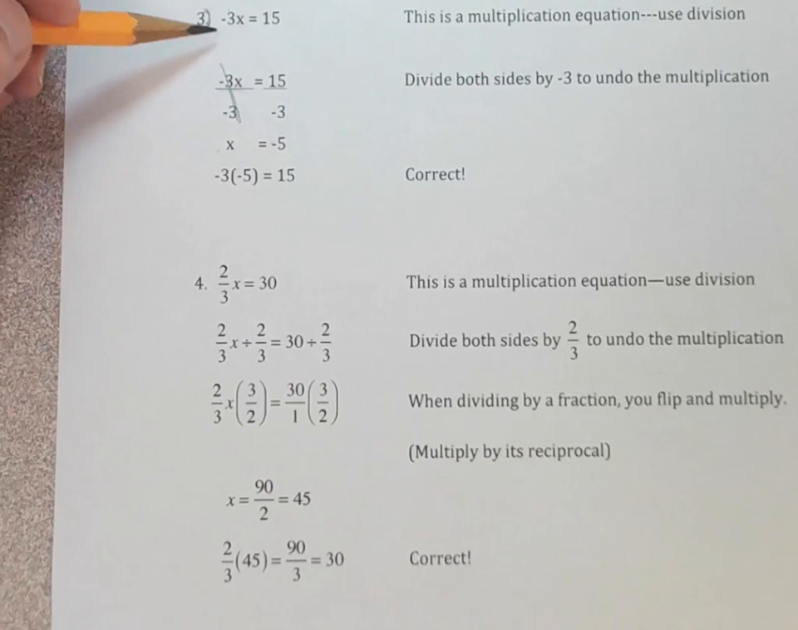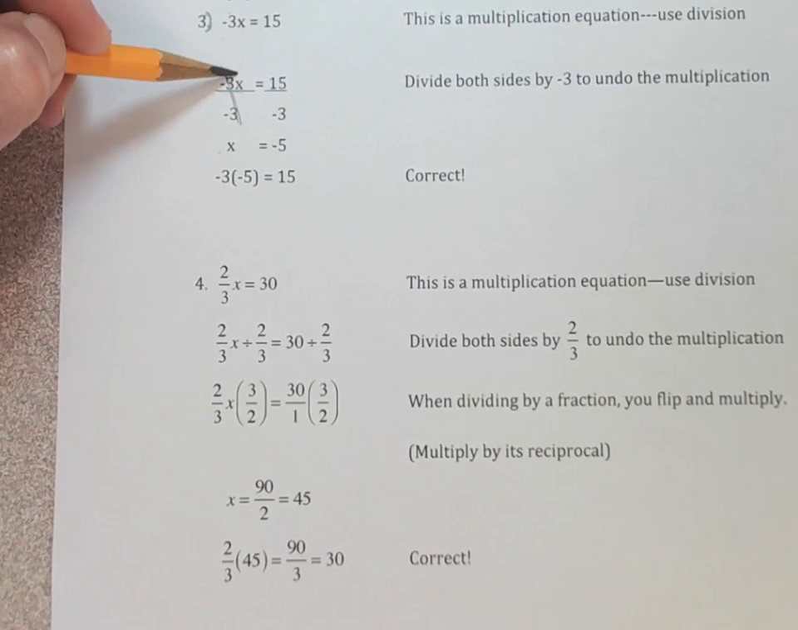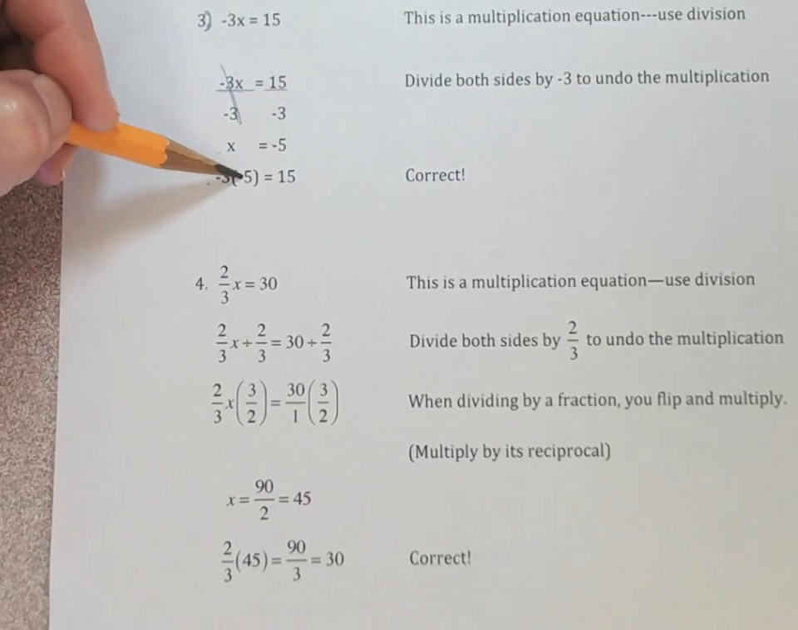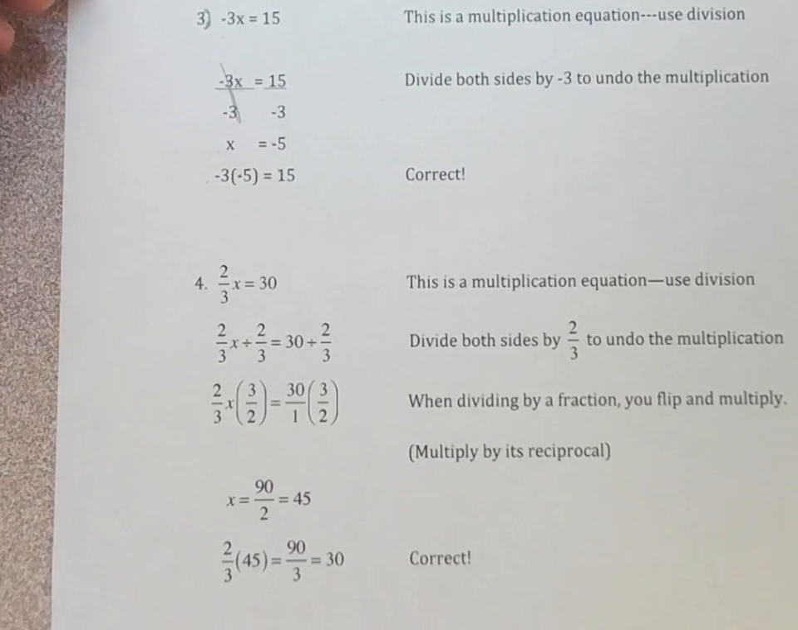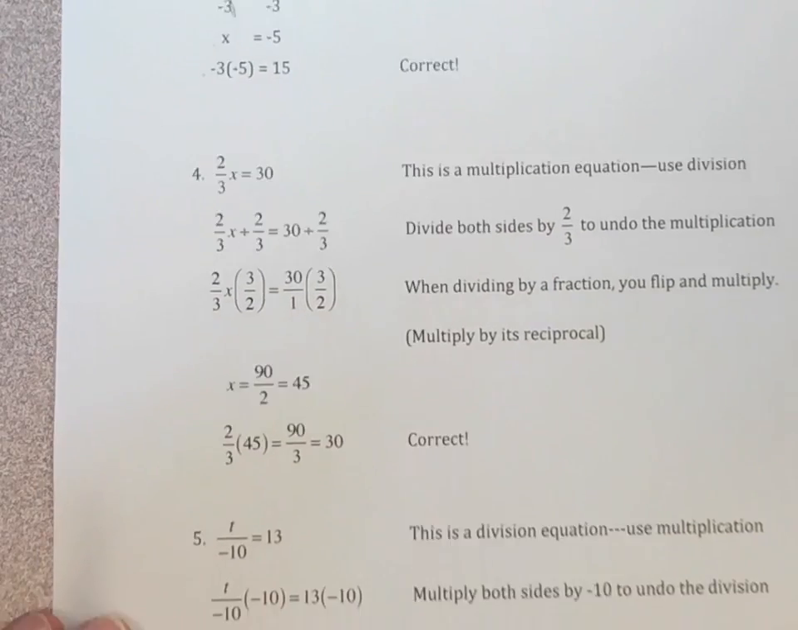In order to check our work, we're going to put negative 5 back in here. Negative 3 times negative 5 does equal 15. We're correct again. All right. Okay, next problem.